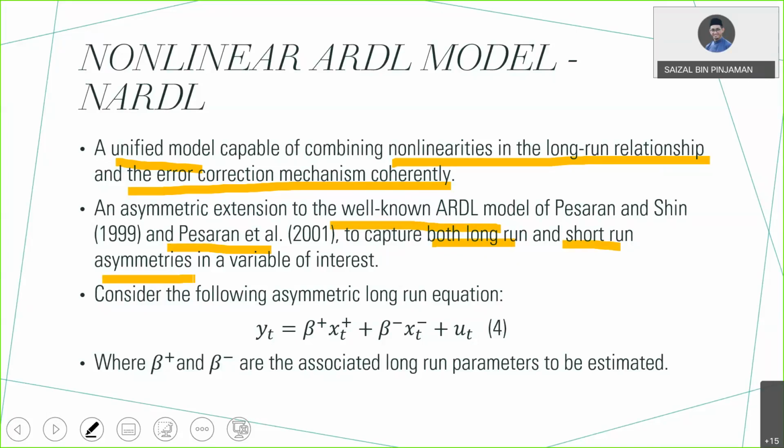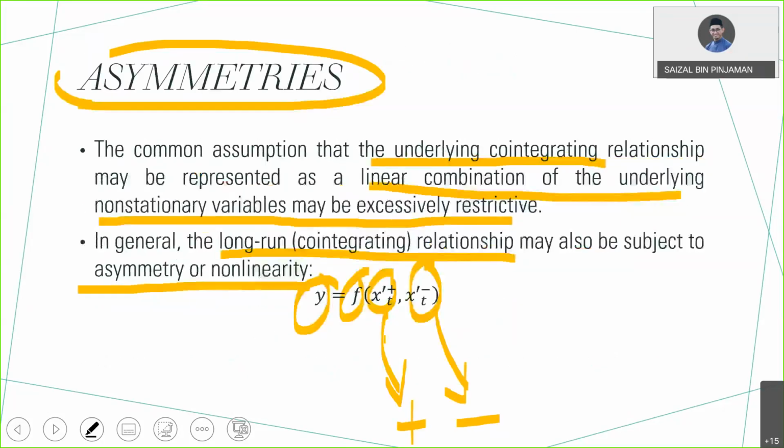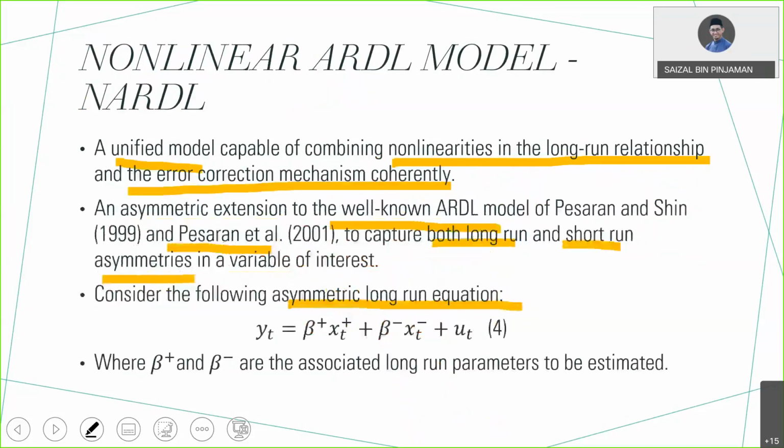So consider the following asymmetric long run equation. Here you can see that this equation is pretty much the same as what we have in this slide, where in this equation 4, we have the dependent variable, which is explained by a set of positive independent variables and a set of negative independent variables. Yeah, a set of independent variables in their positive values and a set of independent variables in their negative values. So the positive values and negative values have a different impact towards the dependent variable.